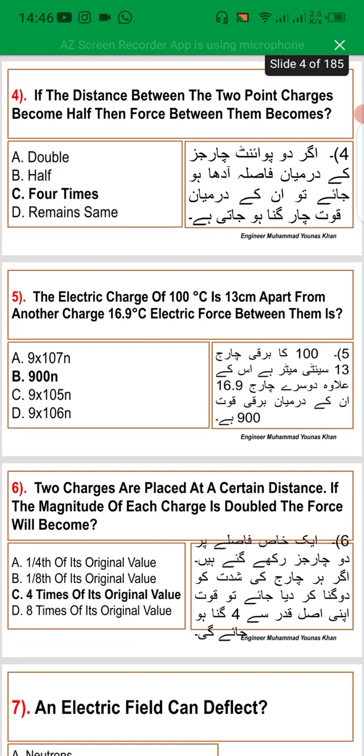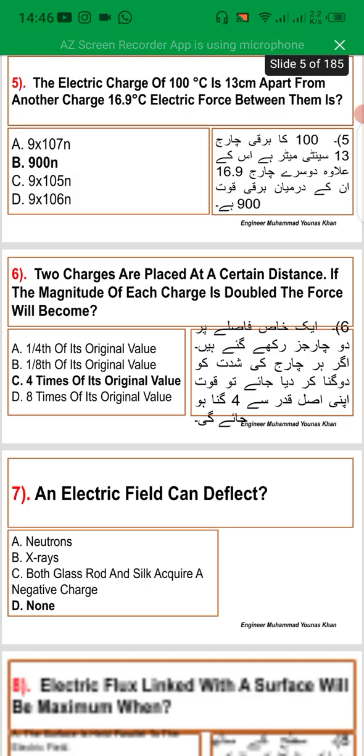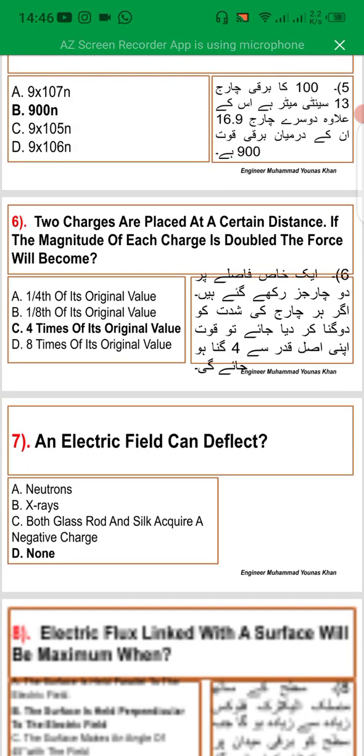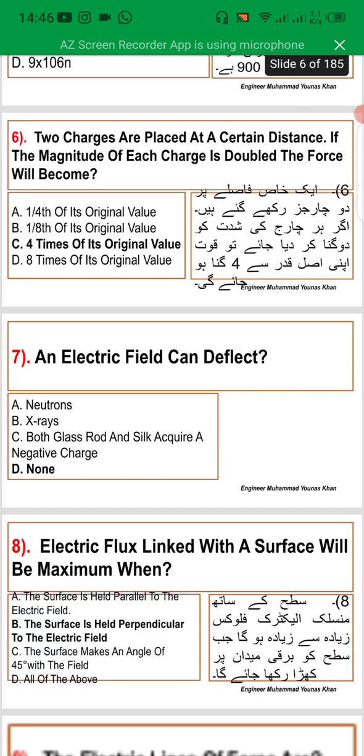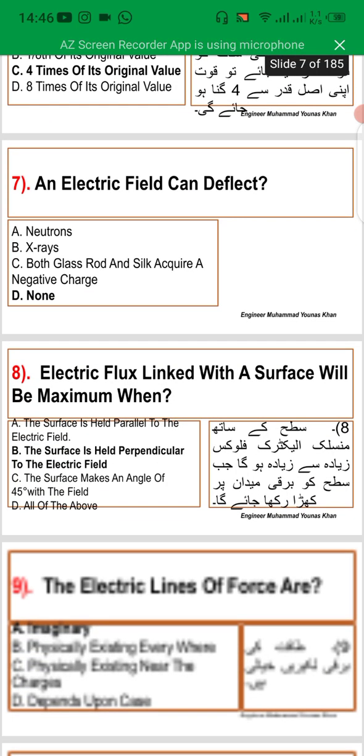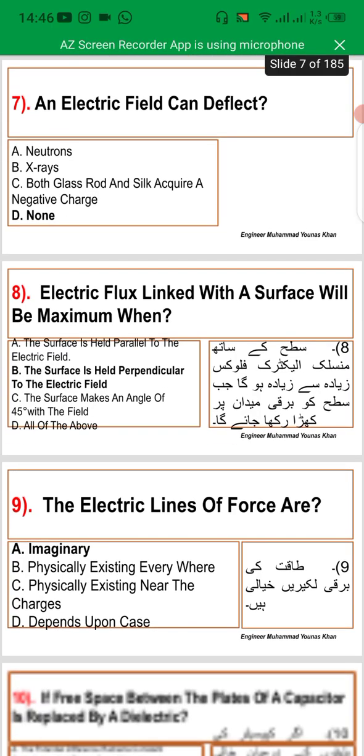Two electric charges are 30 centimeters apart from one another. The electric force between them is 900 N. Two charges are placed at a certain distance. If the magnitude of each charge is doubled, the force will become 4 times its original value. An electric field can deflect none of the above.